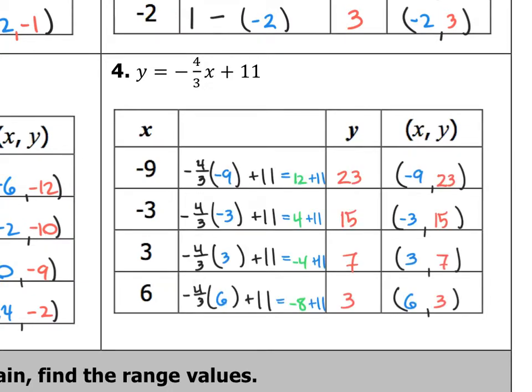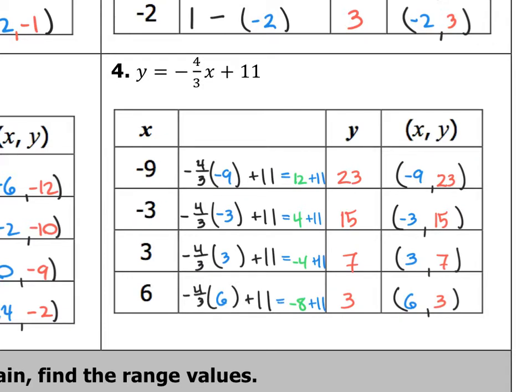Okay, so if you did your table correctly, you should have the ordered pairs -9, 23, -3, 15, 3, 7, and 6, 3. So if you did not get those, please go back and check your multiplication and your addition over here in this column, especially that multiplication. You're multiplying -4/3 times the input value each time.